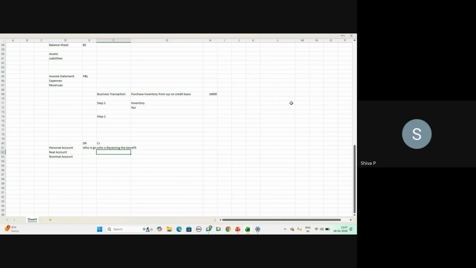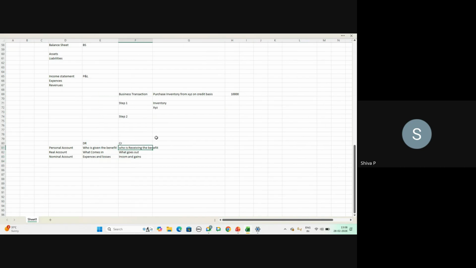Right? What is the real account? Principal. What comes in? What goes out? What is the final one? Income and gains, and losses. Income and gains. Is that the accounting golden rules? Yes, sir.